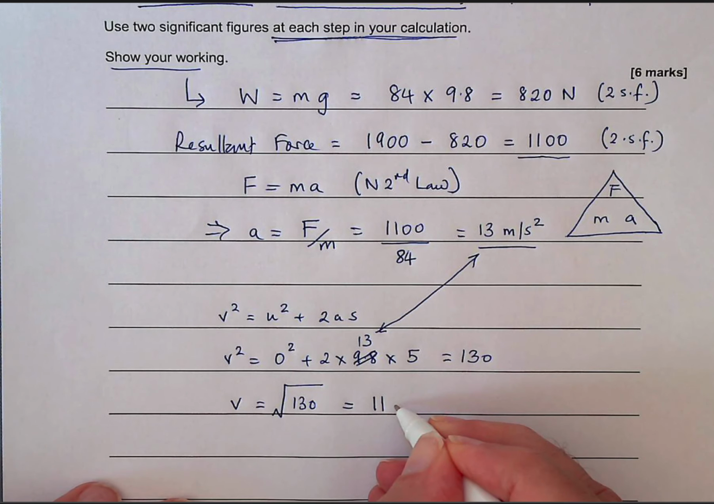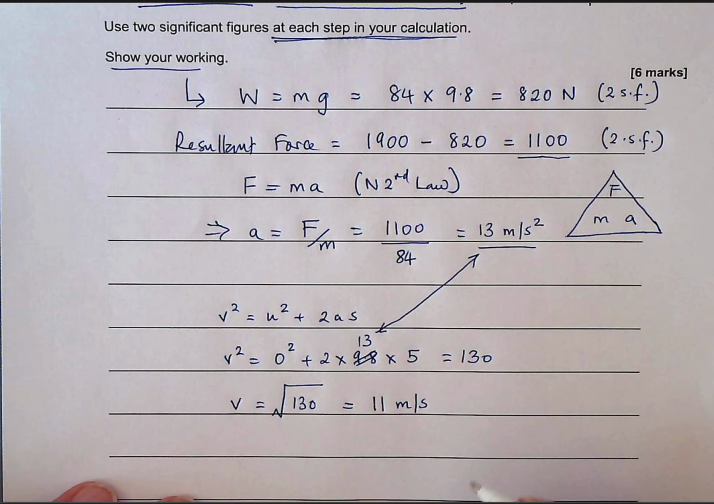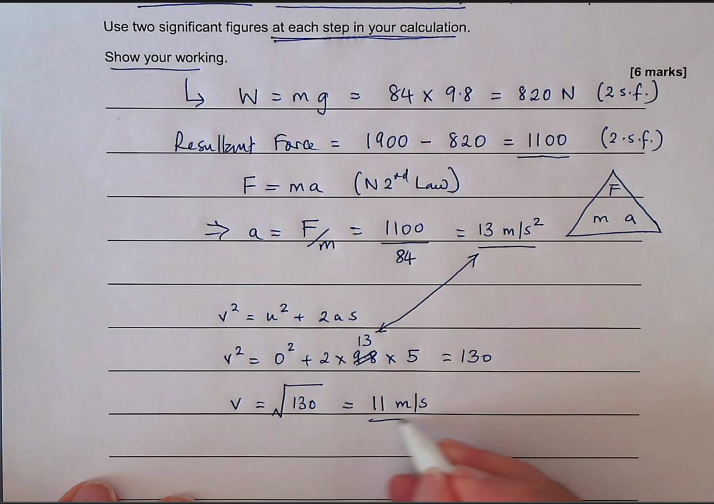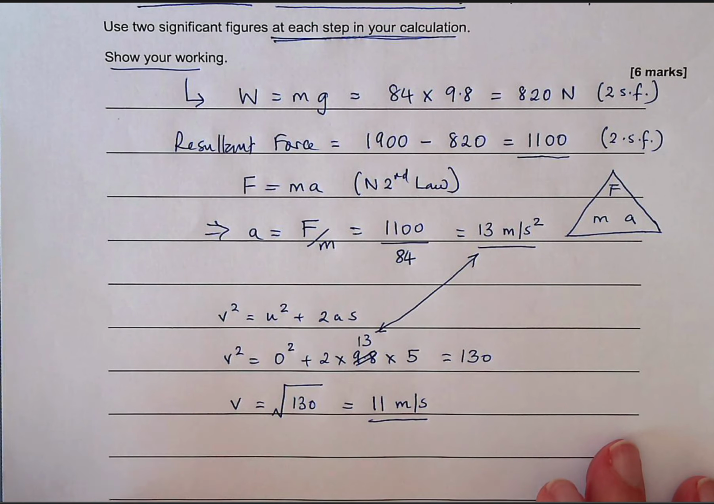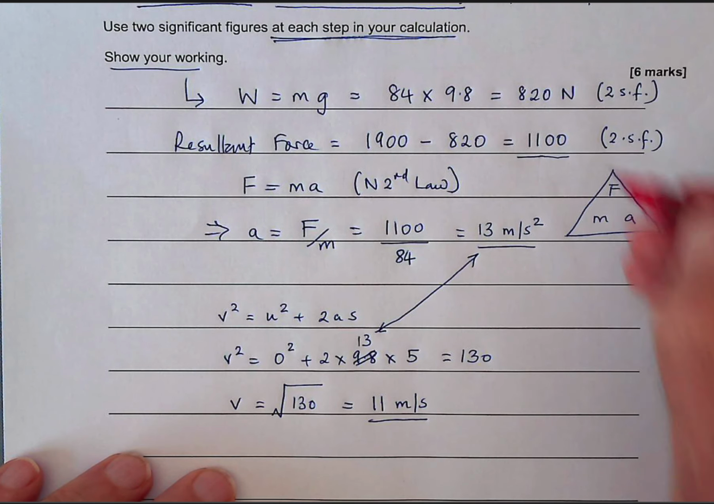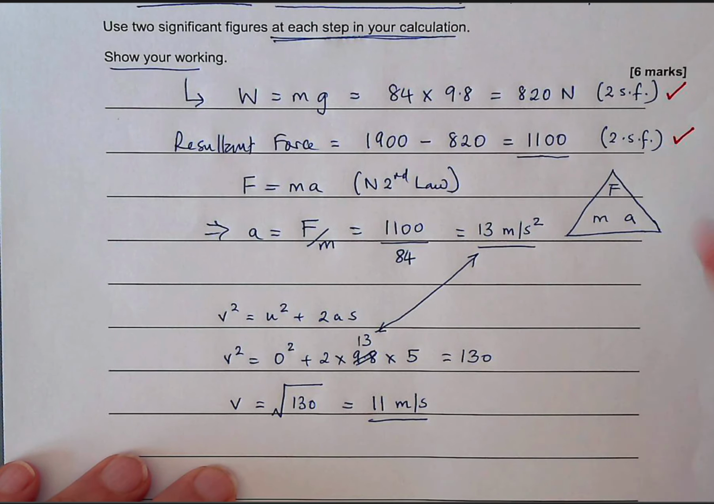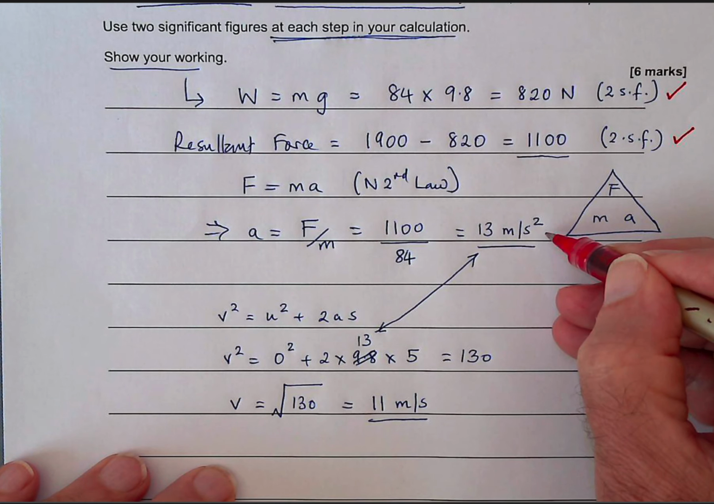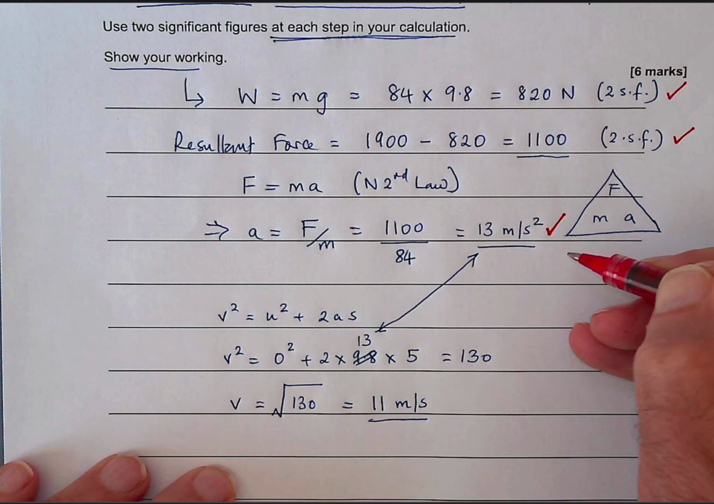The closest is 11, not 12. 11 meters per second. So it's going to be somewhere between 11 and 12 if you do it to three significant figures. But again, remember, they told you to keep it to two significant figures. And if you don't do it to two significant figures, you will lose some marks if they've told you to do that. So we had 820, two significant figures, 1100, two significant figures, unbalanced force, then calculating the acceleration as 13.